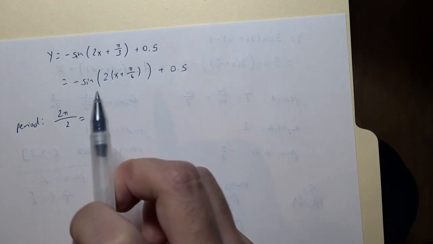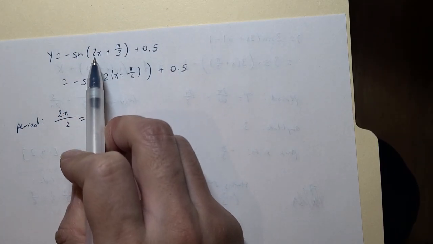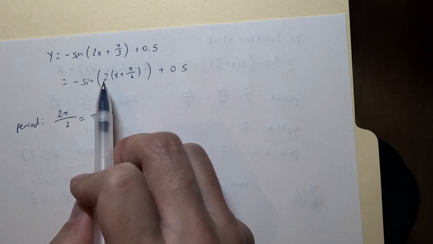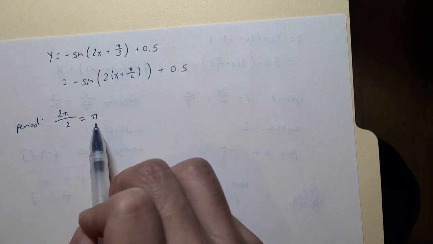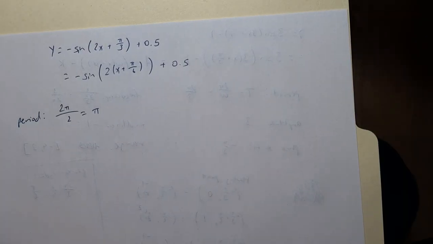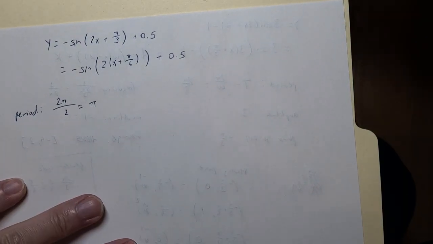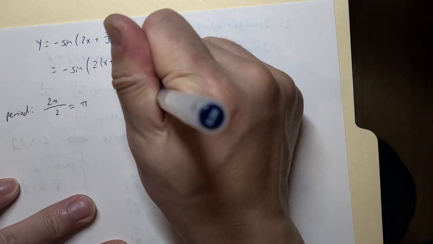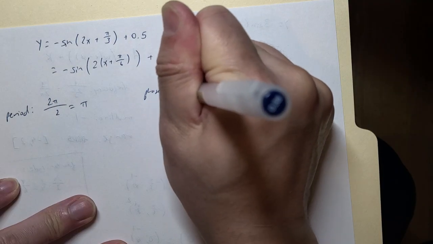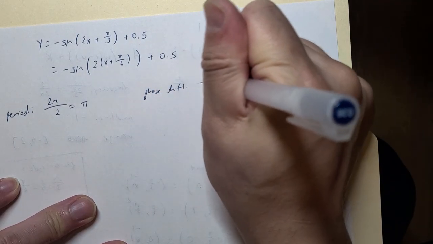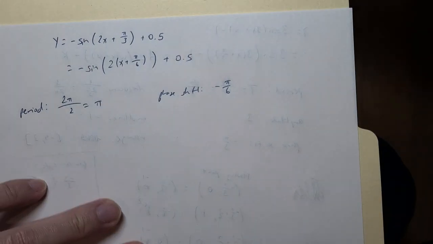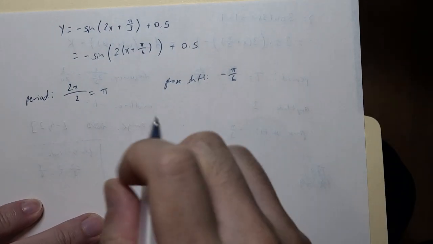Okay, so let's think about the transformations. There's a horizontal compression by 2, which makes sense because the original period is 2 pi, now the period is pi. So this is for sure a compression. Okay, now phase shift. It is negative pi over 6. It's going to shift to the left by pi over 6, the starting point.